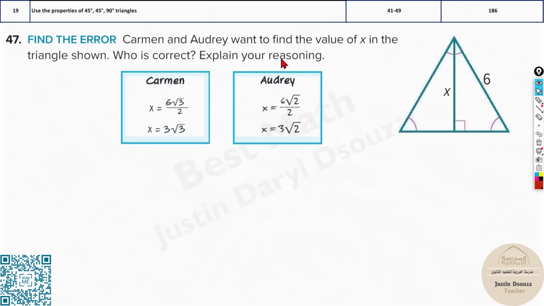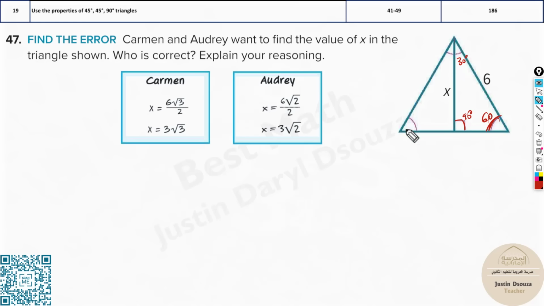So without a calculator, you can just use the formulas and write it out. Now here they have given a figure. Carmen and Audrey want to find the value x in the triangle shown. Okay, who is correct? Explain your reasoning. Let's try this out. First of all, let us just solve it without looking at these. What do we know? This is an equilateral triangle. All angles are equal, so it's 60, 60, 60. But then we have 90 here. This is 60 because if all the angles are equal, it has to be 60, 60, 60. Only then it's 180 degrees. Half of 60 is 30. So it's 30, 60, 90.